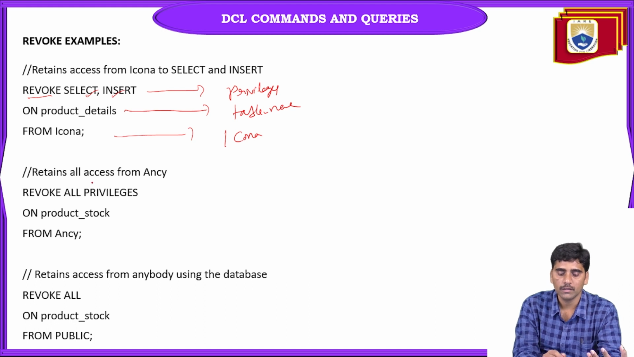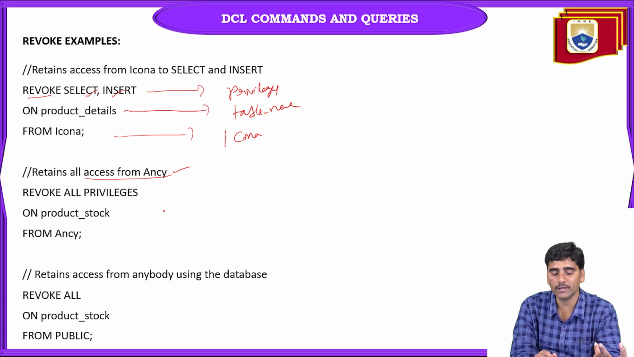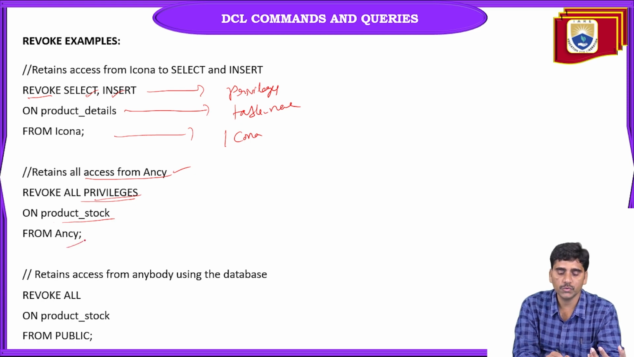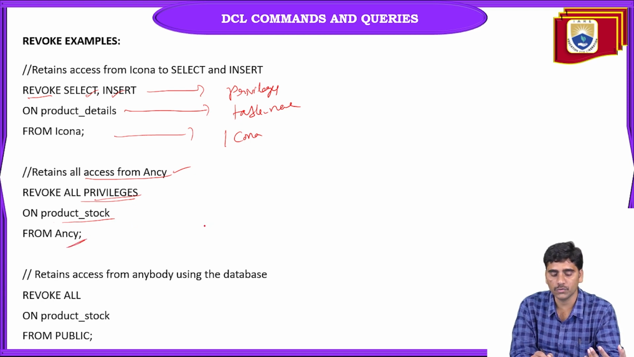Now similarly revoke all access from ANSI. So from ANSI also we can revoke all the privileges. So how? Revoke all privileges on product_stock. On what table? Product_stock. From which user? From the ANSI user. We already applied all privileges to the ANSI user on product_stock. Now we are revoking all the privileges from this ANSI.